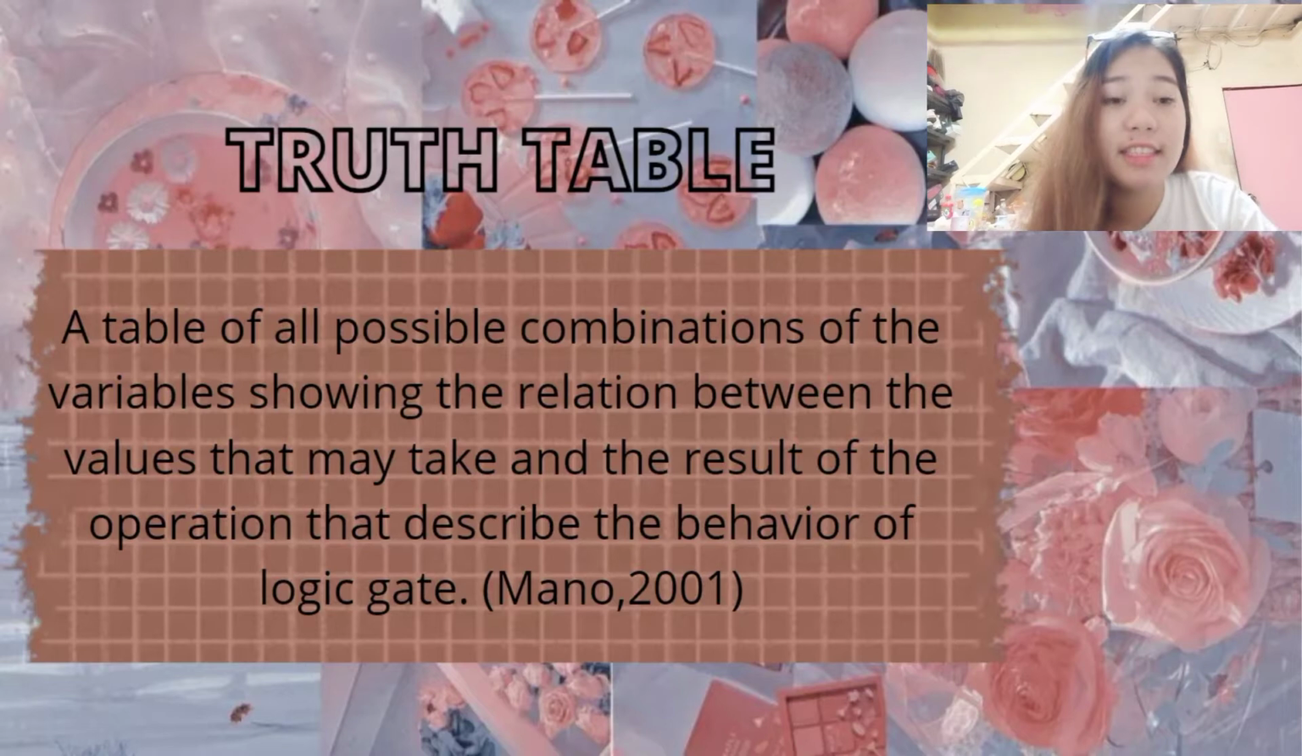Next is the truth table. A table of all possible combinations of the variables showing the relation between the values that they may take and the result of the operation that describes the behavior of a logic gate.